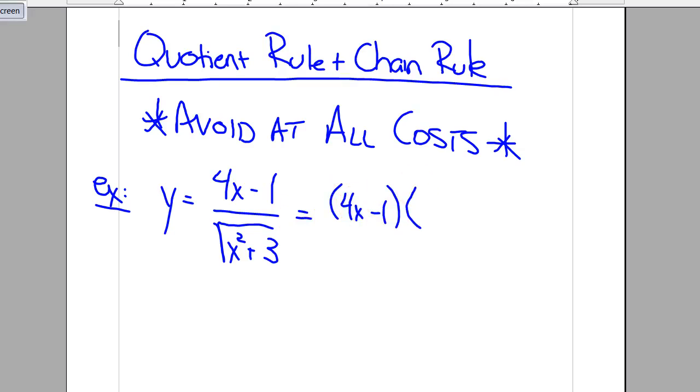So, what I would want you to do is rewrite it. What power is this on the bottom? It's a 1/2. So I'm going to bring it up and rewrite it on top. Now what's the power? Negative 1/2. And then we're doing product rule and chain. So we want to avoid quotient and chain. You turn it into product and chain. Let's actually do that problem because that's a little different than what we did. I'll give you a second to try that, and then I'll go through it.